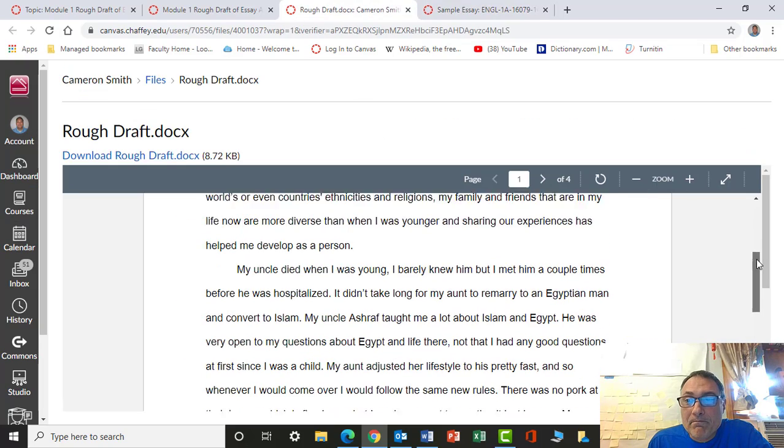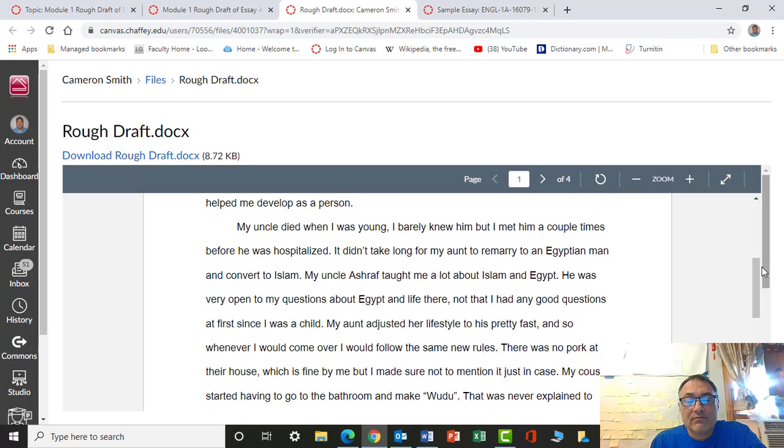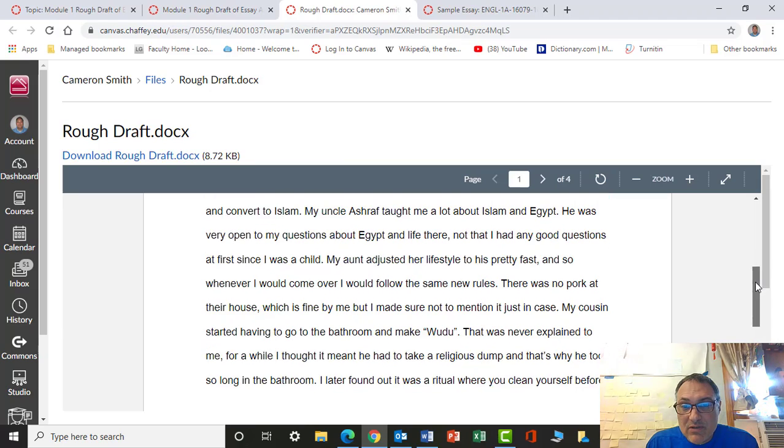How about Cameron Smith? We'll just look at one section of your essay. In the beginning: my uncle died when I was young. I barely knew him, but I met him a couple of times before he was hospitalized. It didn't take long for my aunt to remarry to an Egyptian man and convert to Islam. My uncle Ashraf taught me a lot about Islam and Egypt. He was very open to my questions about Egypt and life there. Not that I had any good questions at first since I was a child. My aunt adjusted her lifestyle to his pretty fast. Okay, so we're getting a lot of specific detail.